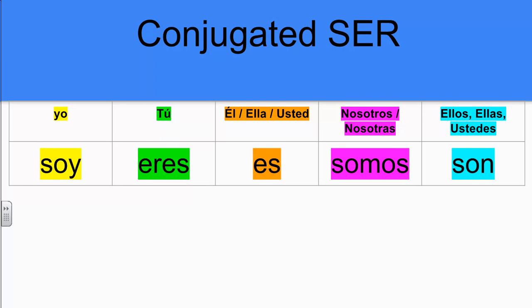You want to talk to someone in the informal sense, you're going to say tú eres. You want to say he is, él es. She is, ella es. You are, and I know that's weird because it looks like the word is, but when it's with usted, it becomes you are. This is the formal way of saying you. Usted es. Tú eres informal, usted es formal. Nosotros somos, we are. Ellos son, they are. Ellas son, they are. Ustedes son, you all are.